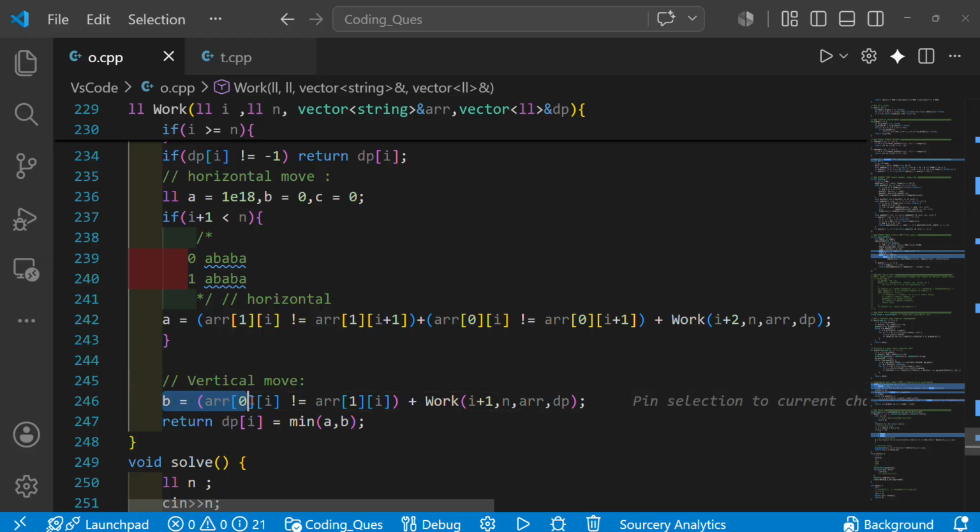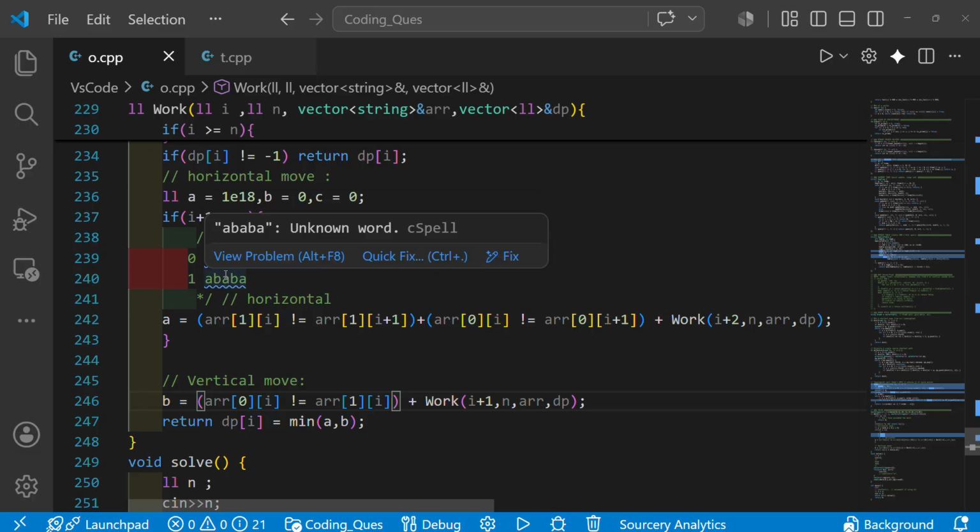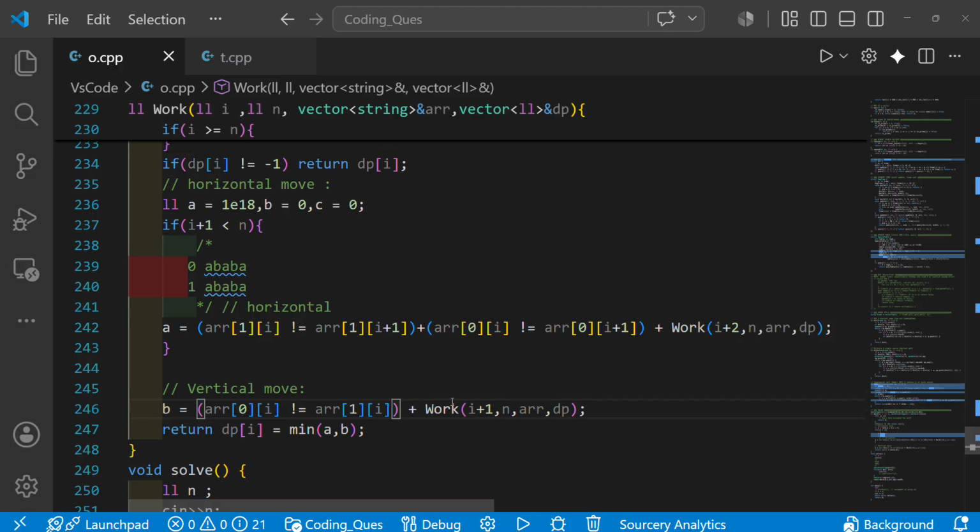And this is for when I'm checking on the zeroth row. It's column wise that I'm comparing. This was row wise, in a single row I was checking, but this is column wise, in the same column. So above it in the zeroth row, is it equal to the element in the first row on the same column? If they are equal, then nothing needs to be added. If they are unequal, then you just add one. And you need to find which one will take the minimum moves.